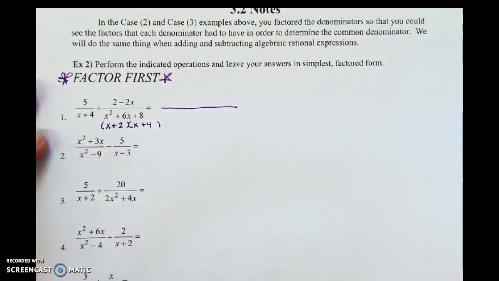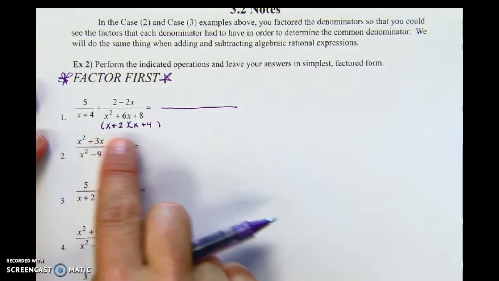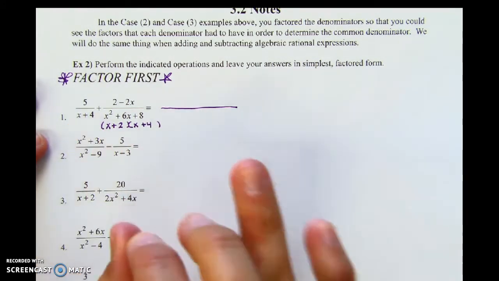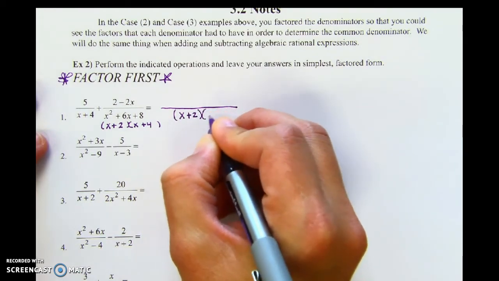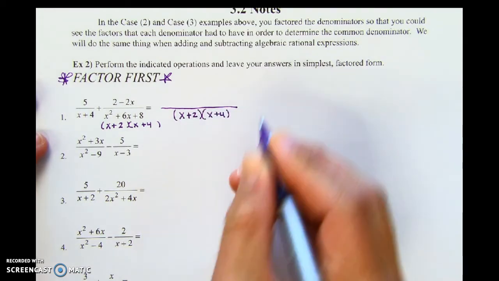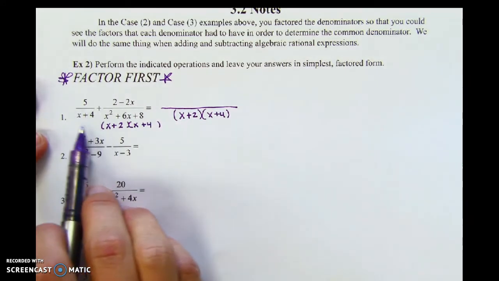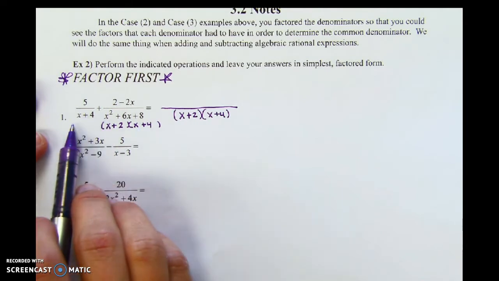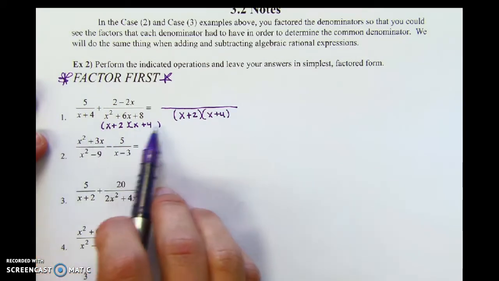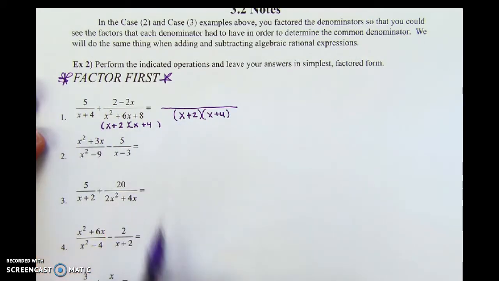What will the common denominator be? The common denominator has to have every factor represented. So the common denominator will be x plus 2 times x plus 4. Now think, this one already had the x plus 4, so what does it need to join this fraction? If it already has the x plus 4, what's it missing? It needs the x plus 2.